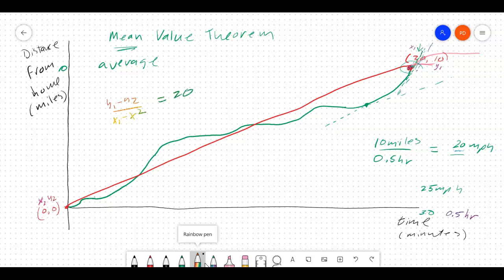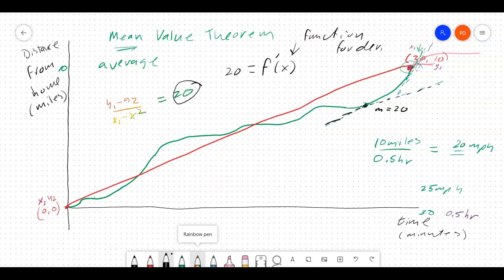If I do that, what the mean value theorem guarantees is that there is some point on this green function at which the slope of the tangent line at that point is exactly 20, or is parallel to this line that's drawn between the two endpoints. So what you do is you find the average rate of change. You find the 20, and then you say, if you don't have an equation for this function, I want to find out where 20 equals f prime of x, and you find the derivative function, and you're going to solve that equation.